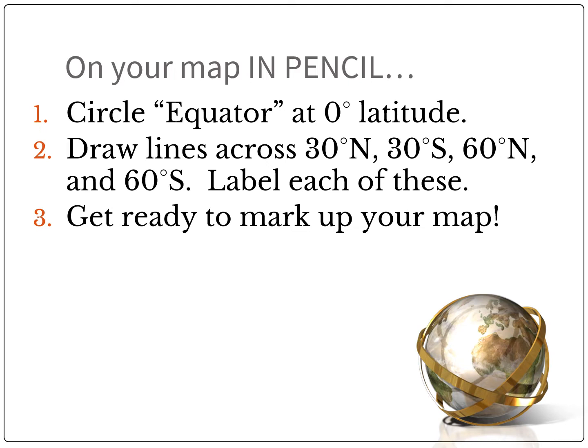The next thing I want you to do is draw the following lines. 30 degrees north, 30 degrees south, 60 degrees north, and 60 degrees south. You're going to notice there isn't a 30 on here. So you're going to have to go halfway between 20 and 40, both north and south. So I want you to stop this video for a minute, and I want you to get those 4 lines drawn.